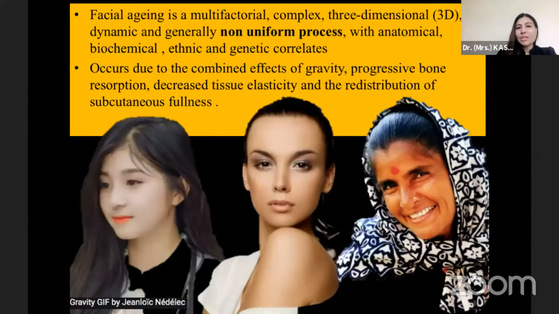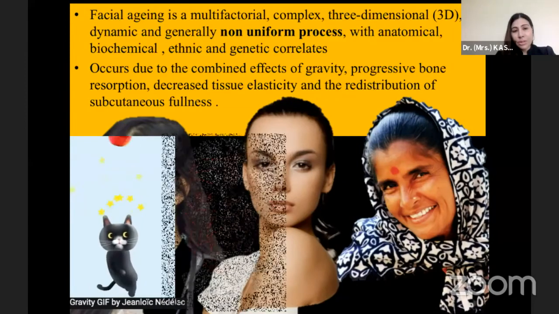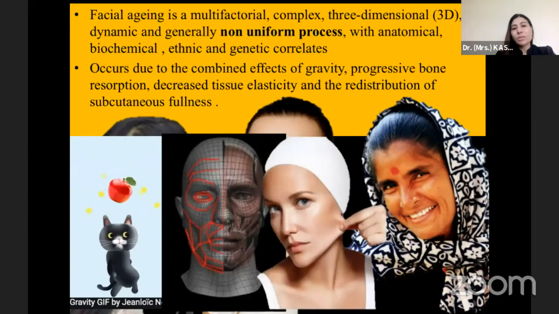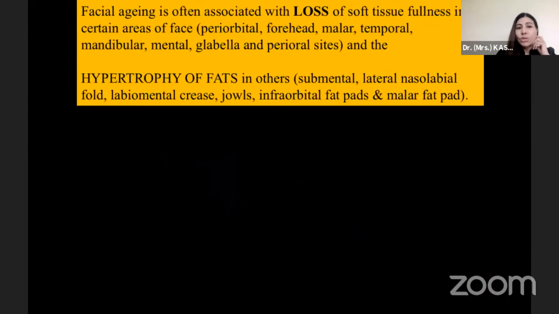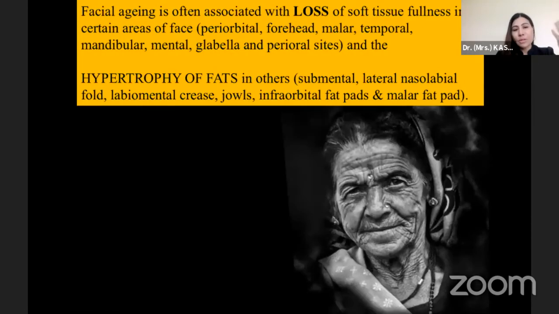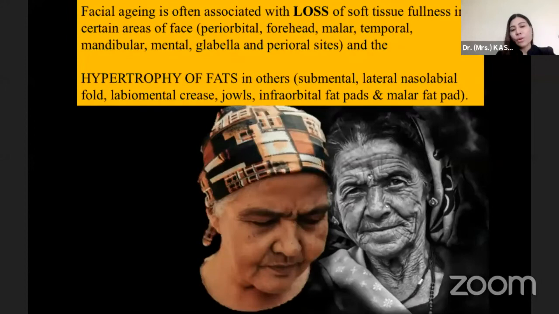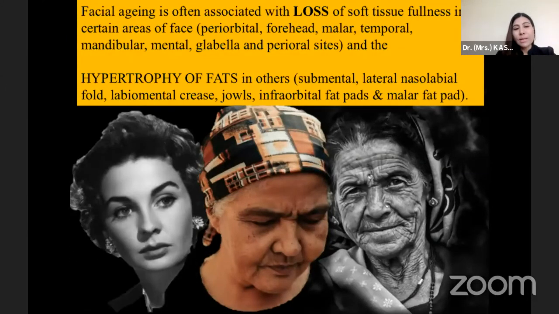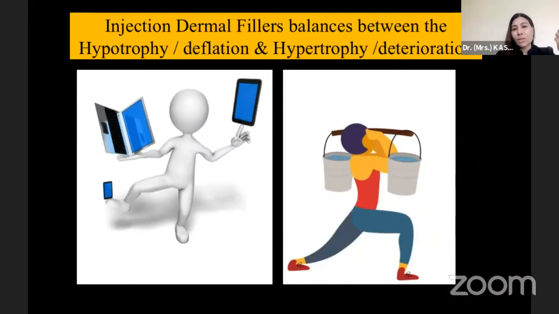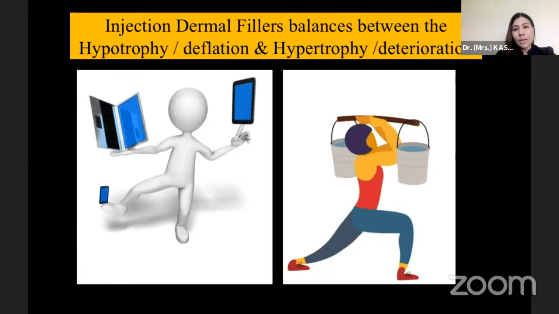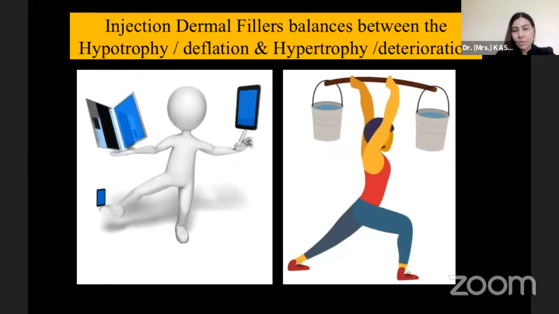We all know that facial aging is a multifactorial, complex, three-dimensional, dynamic, and generally non-uniform process. It occurs due to a combined effect of gravity, progressive bone resorption, decreased elasticity, and also the redistribution of the subcutaneous tissue. In facial aging, there is often loss of some parts of the tissue, and on the other hand, hypertrophy of some parts, and thus we need a balance. We need a balance between this hypo and hypertrophy of the face, and the best is done by injectable filler, which balances between the deflation and the deterioration that Shilpa and Preeti have been speaking about earlier.